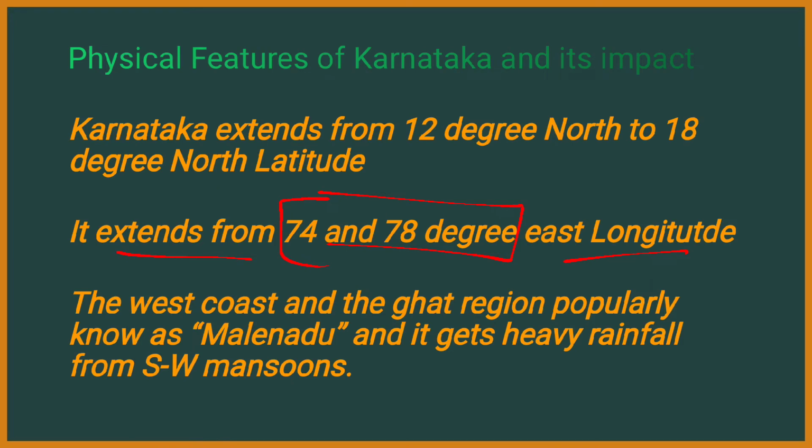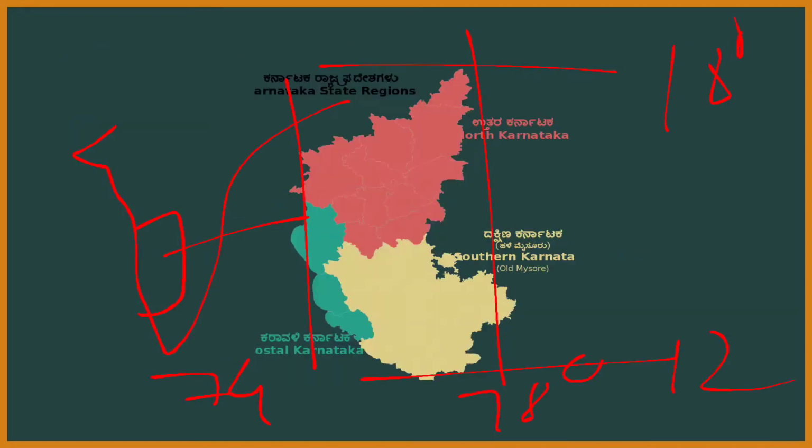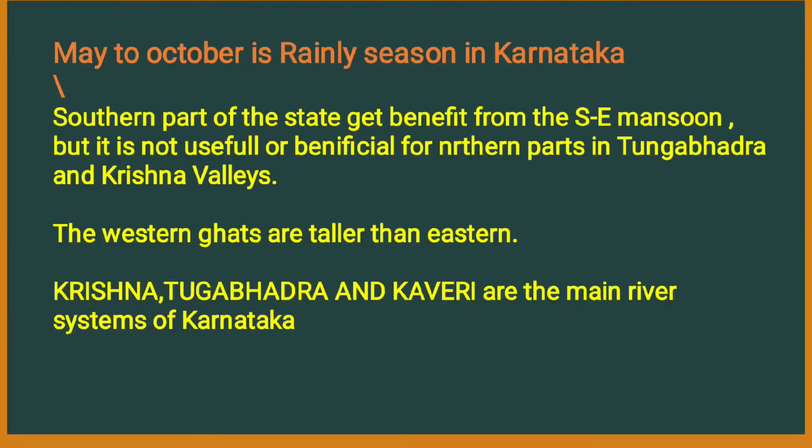The west coast and the Ghat region, popularly known as Malnadu, gets heavy rainfall from southwest monsoons. May to October is the rainy season in Karnataka. Do remember this because it can be asked directly in examination. From May to October it is called the rainy season.